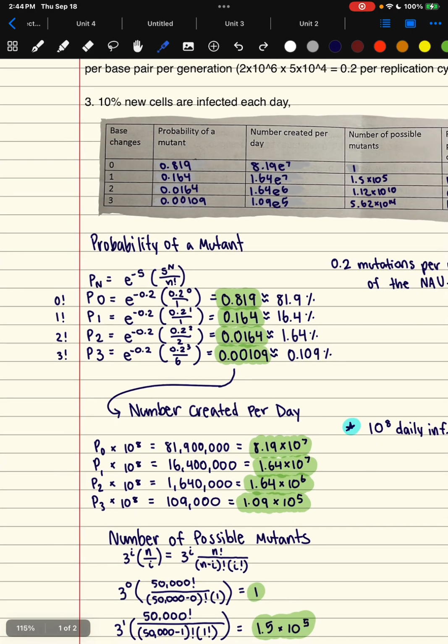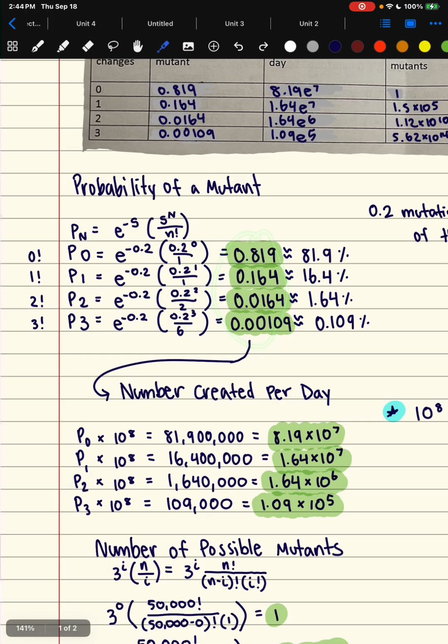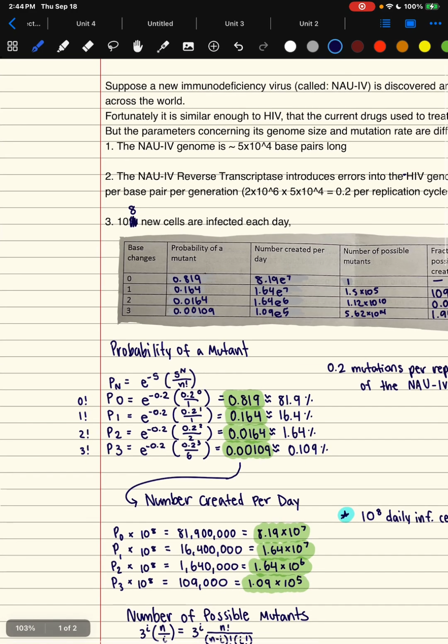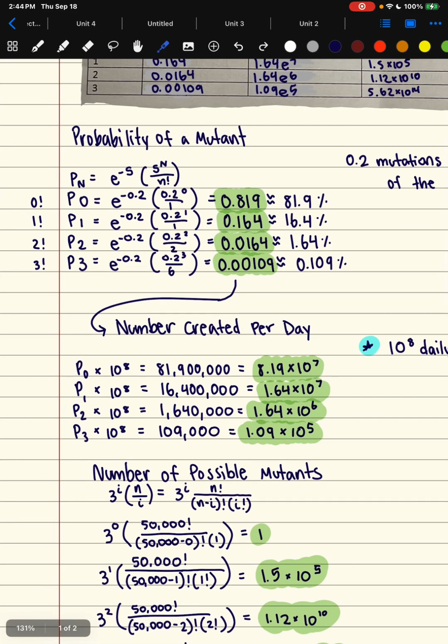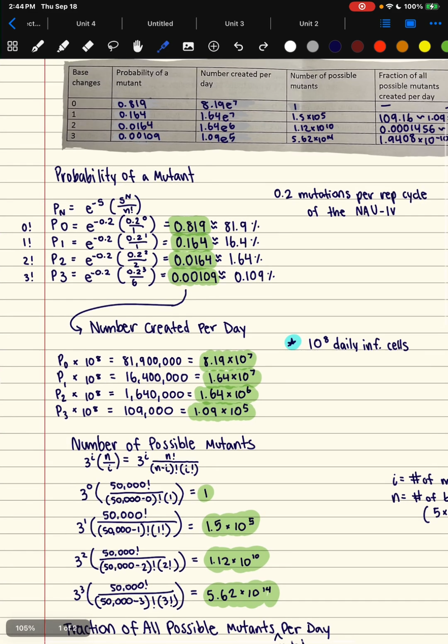I'm also trying to make this video shorter because my past ones feel too long. Our next row is the number of mutations created per day. With this, we take the numbers we just calculated and multiply them by 10 to the 8, which we're given. Since we're finding per day, we just use the number we're given and multiply it. We get big numbers, but it's a lot better in scientific notation.